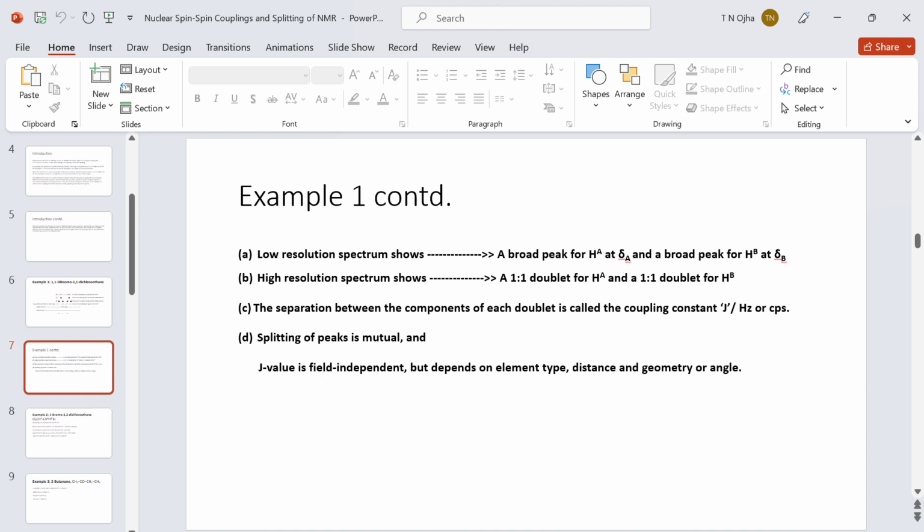This is a very important point to note. The splitting of peaks is mutual and J value is field independent but depends on element type, distance, geometry or angle of orientation of the nuclei which are coupled together.